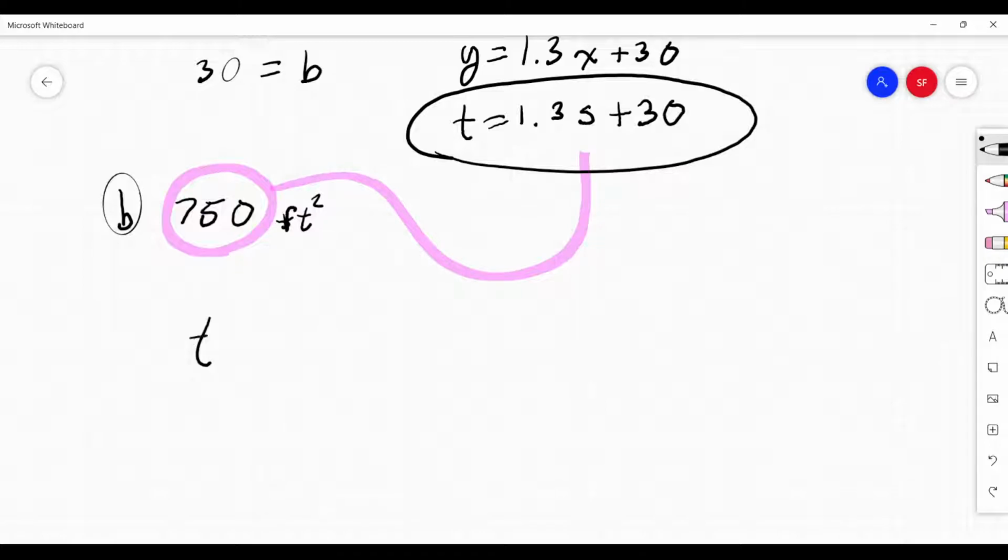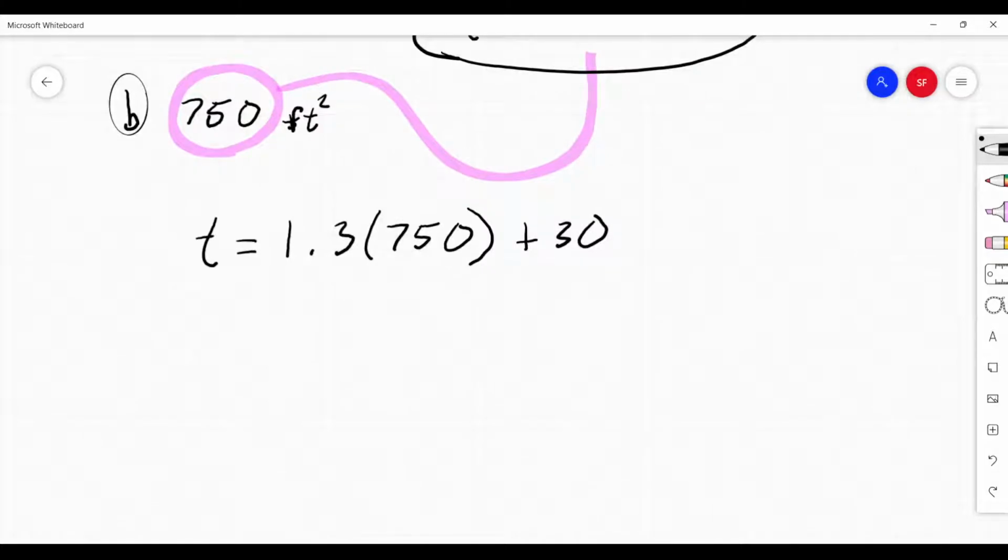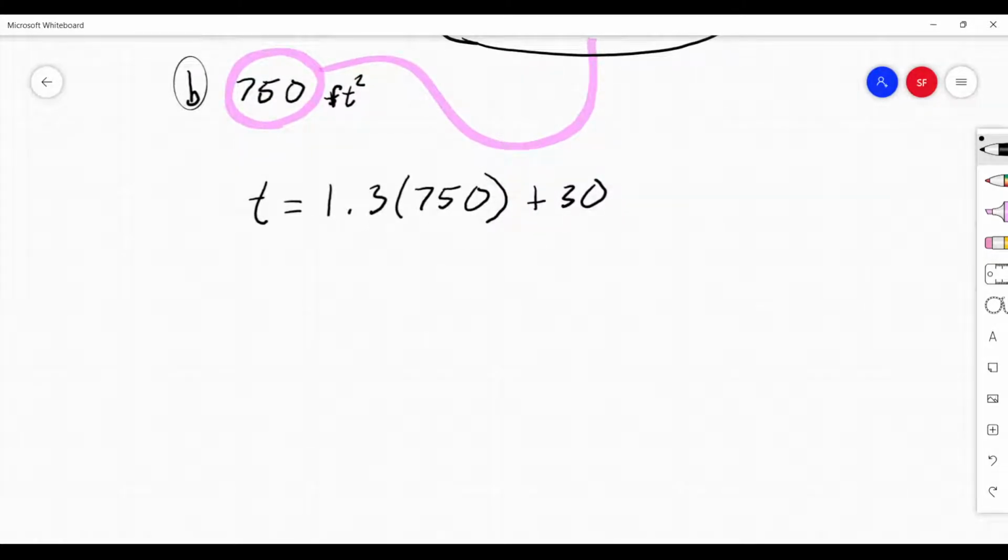So T equals 1.3 times 750 plus 30. Does that make sense? Yes. So what's 1.3 times 750? 975. Plus 30. So what's 975 plus 30? 1,005.